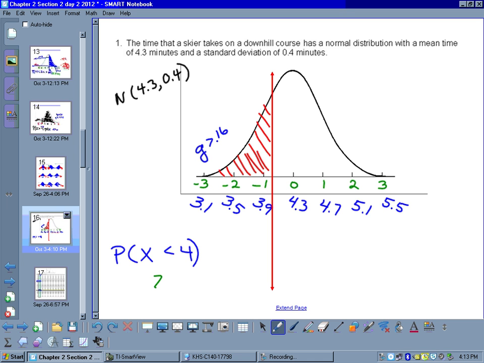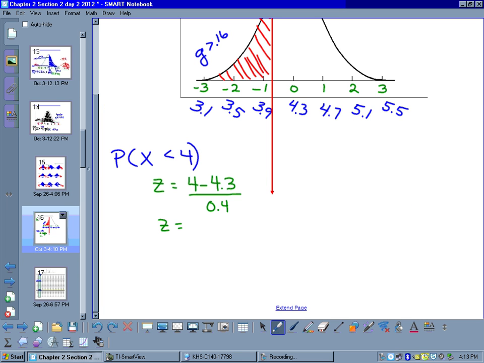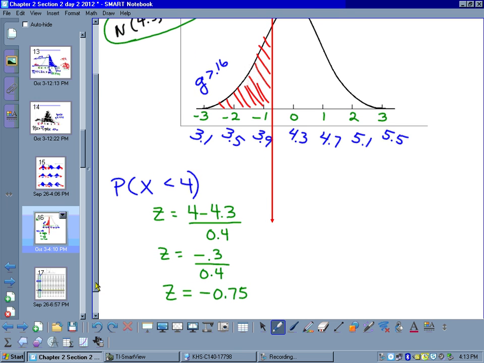So to find our z-score for a time of 4 minutes, we take the score 4 minus the mean, which was 4.3. We can see this up above. That's why I have you put the notation above your curve so you know where to look. And the standard deviation is 0.4. So when I complete the arithmetic on this, I get -0.3 divided by 0.4, and that gives me a -0.75 as my z-score. That matches up with where this line is on my curve because it's not quite to -1.00. So I know this is a z-score of -0.75.